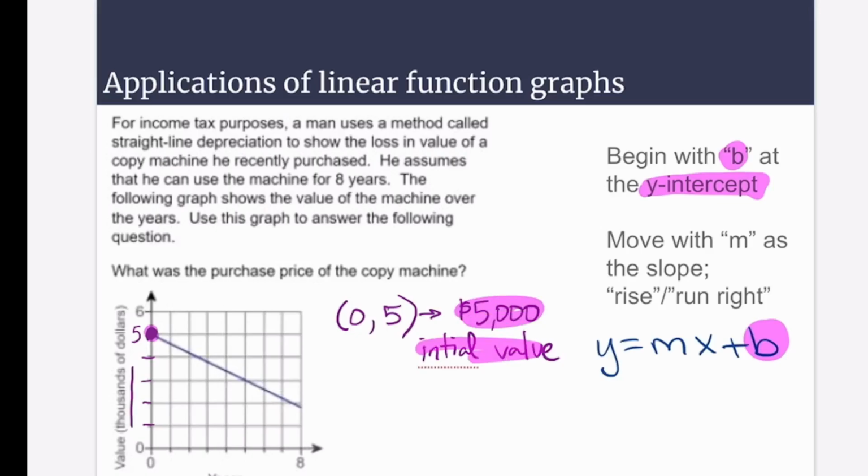$5,000, the y-intercept is where we're starting. This is asking for the purchase price. That's where you start. I just spelled initial wrong. That's where you start. So that's your answer, $5,000.